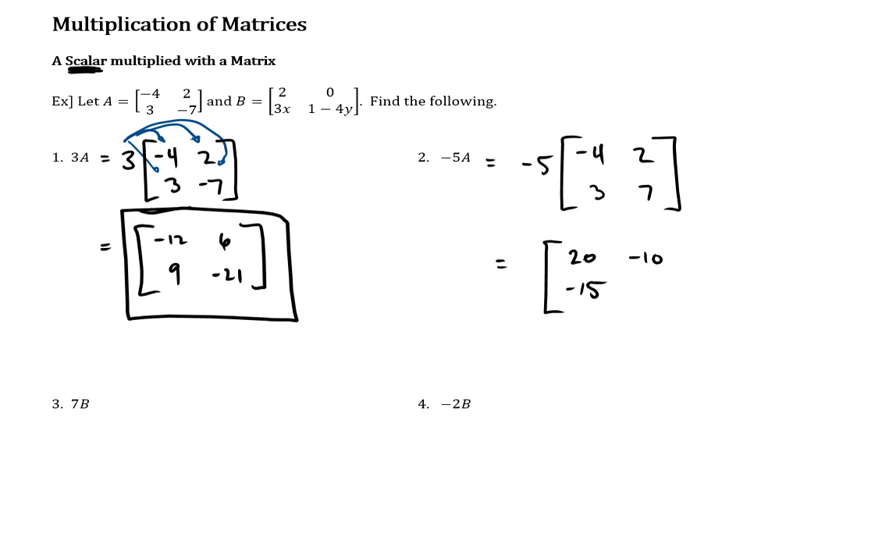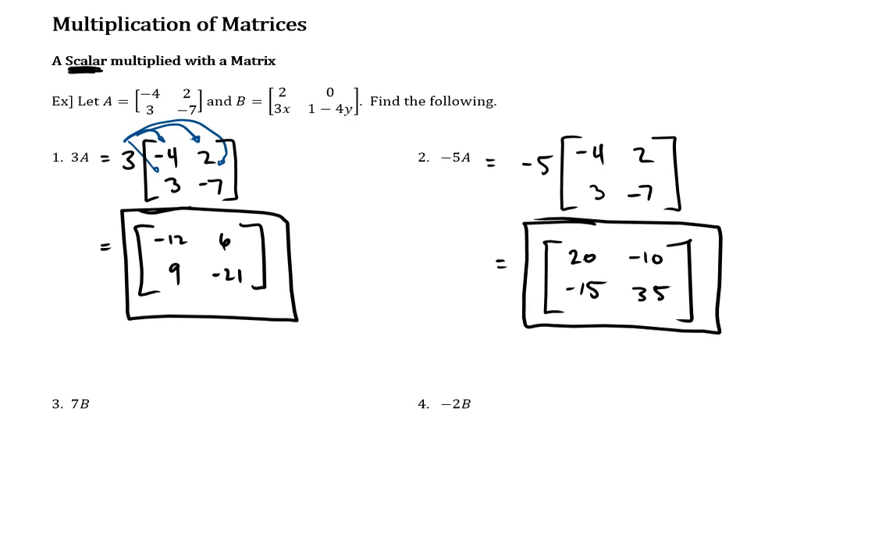Negative 5 times 7. Oops, I didn't write it down right. Be careful of that too. Negative 7 down there, sorry. That's where a lot of matrix errors come from, just going too fast. So sorry about that. So negative 5 times negative 7 is positive 35. There we go.